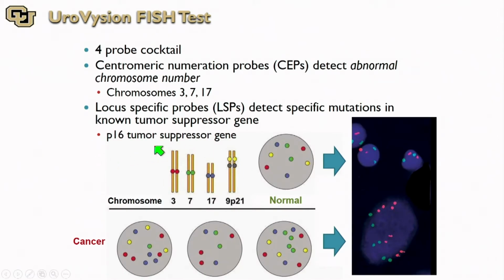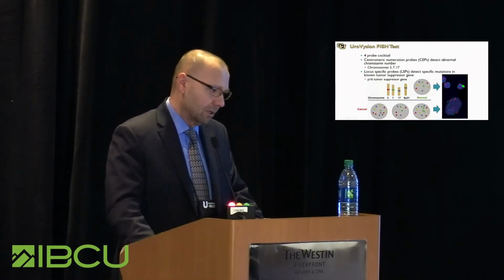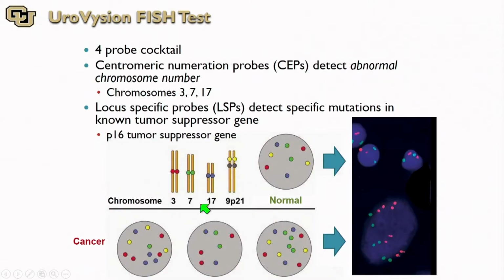So here is sort of a cartoon describing this, the Eurovision. And so it has several fluorescent probes looking at the centromere on chromosome 3, 7, and 17, which are often abnormal in bladder cancer cells. And then it has locus-specific probes at specific spots in the chromosome that are lost in cancer or gained in cancer. So you apply these fluorescent probes, and then the slides are looked at just like a cytology by a human, and then scored.